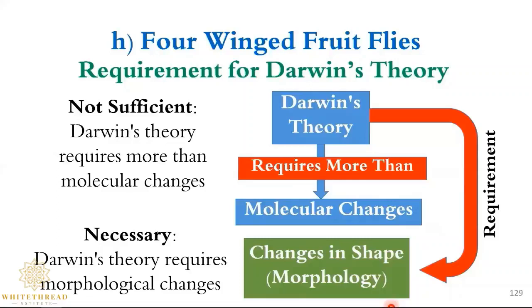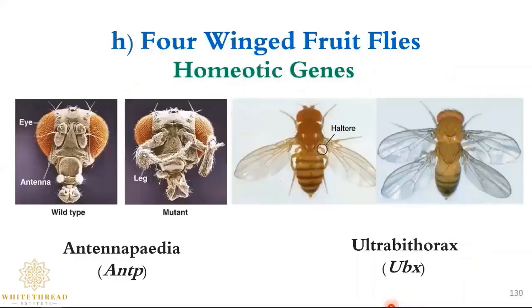So do we find mutations that can change morphological features? Neo-Darwinists present these types of examples. So these are two examples. Here's a mutation on the left known as antennapedia. A mutation in this gene leads to a stubby antenna growing out of this region here. So you can hardly see them.